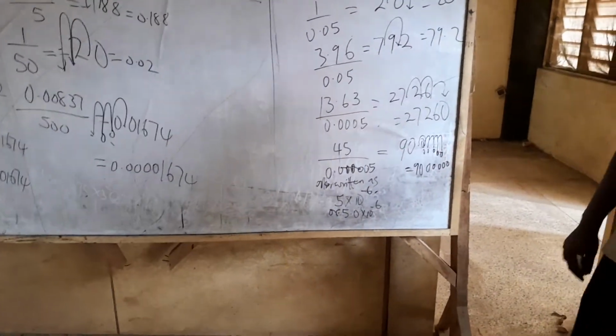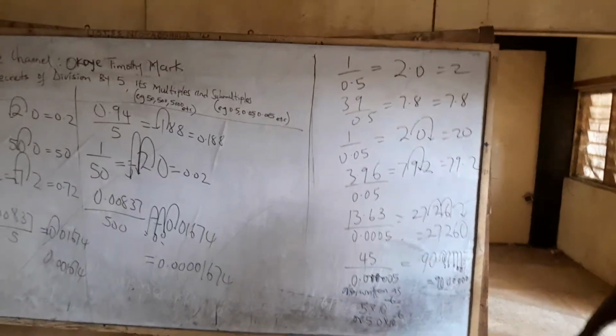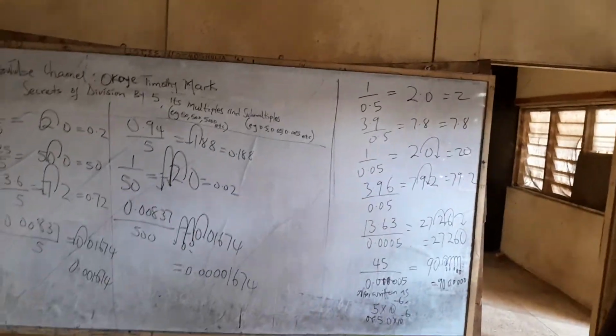That is the secret of division by 5, its multiples and submultiples.